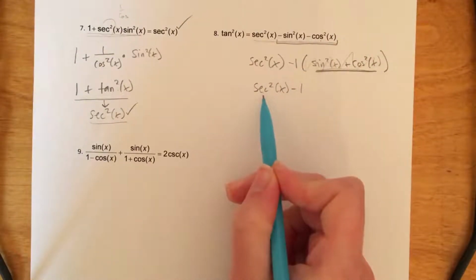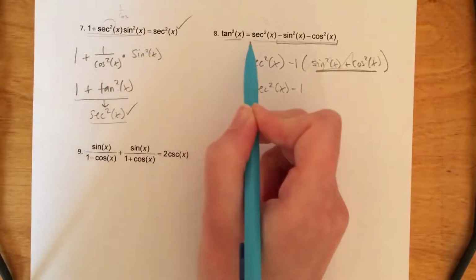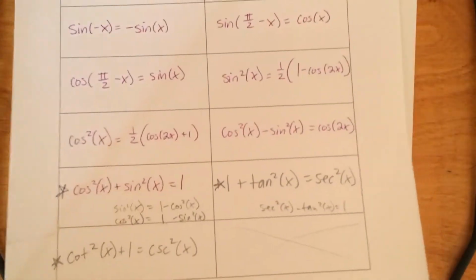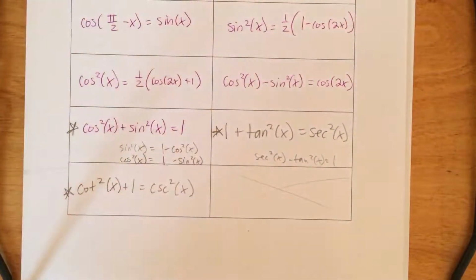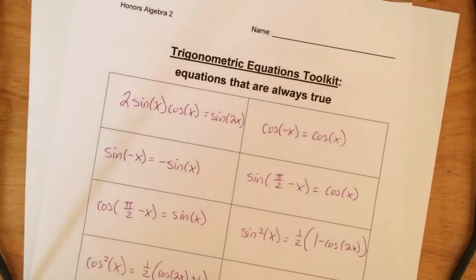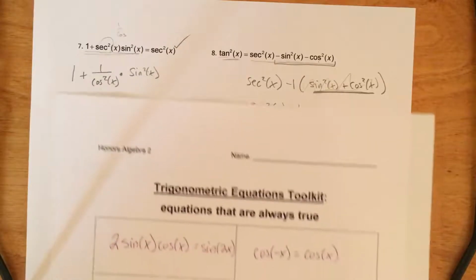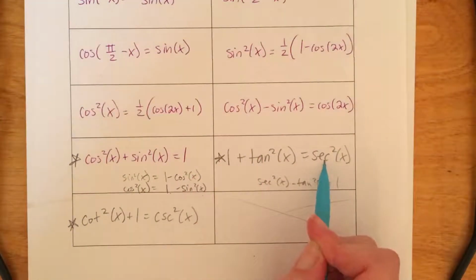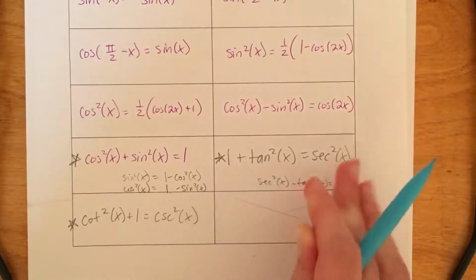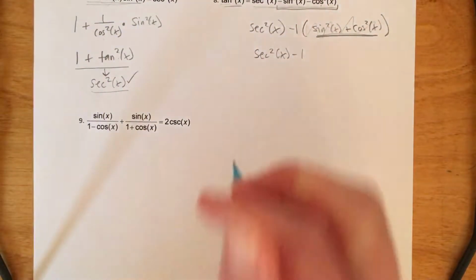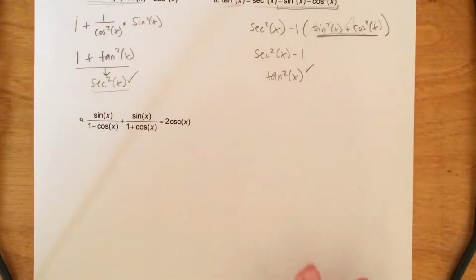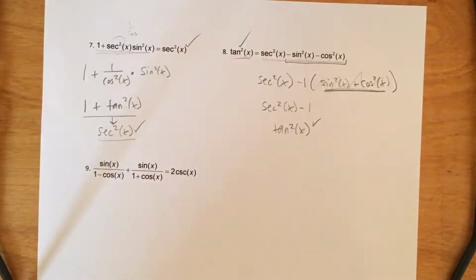Before we change this into 1 over cosine squared, we're trying to get tangent squared. So if we look at our handy dandy toolkit here, let's see, what were we trying to get? Secant squared of x minus 1. If I subtract 1 from each side of this identity, I get secant squared of x minus 1 equals tangent squared. So we're going to change that out to be tangent squared. And that's what we wanted. So that one's all good.